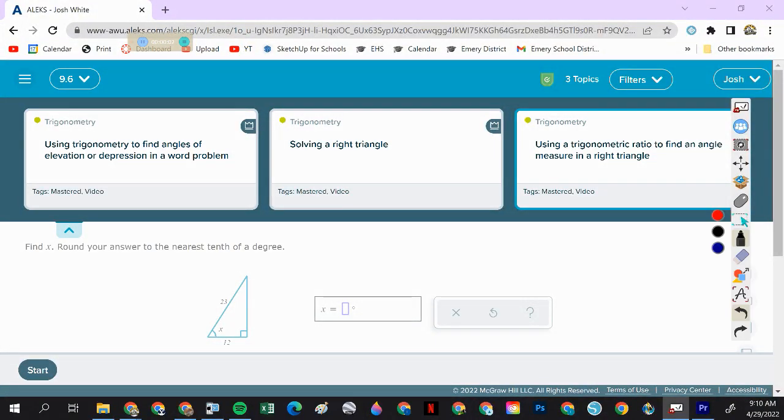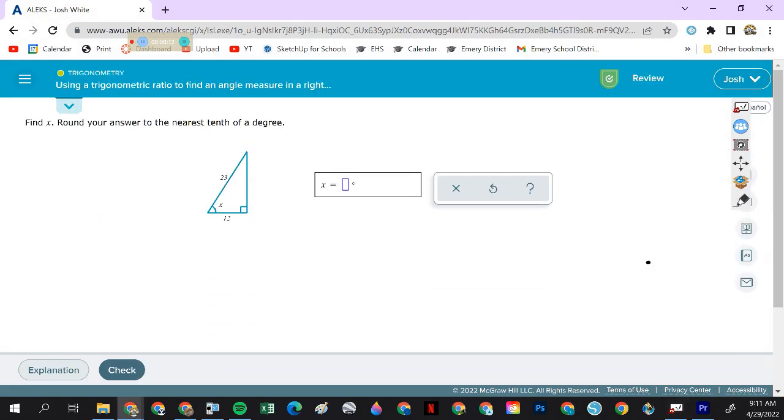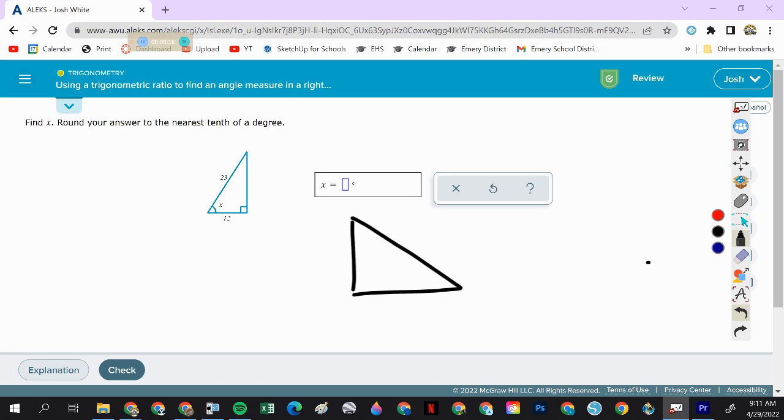All right, 9.6 is going to finish out our trig chapter, chapter 9, in ALEKS. So if I had a right triangle that had sides 3, 4, and 5, and I called this angle A and I called this angle B, what is the sine of B?